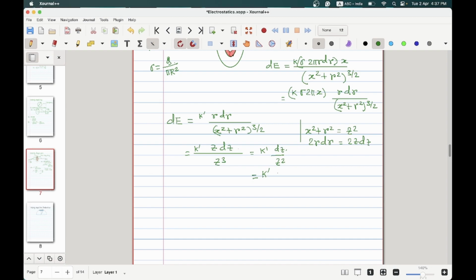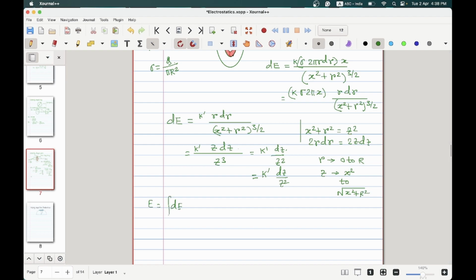So k dash, so this thing is basically what? r basically goes from what to what? r basically goes from 0 to capital R. So z basically goes from x square to what? x square plus R square. dz by z square.